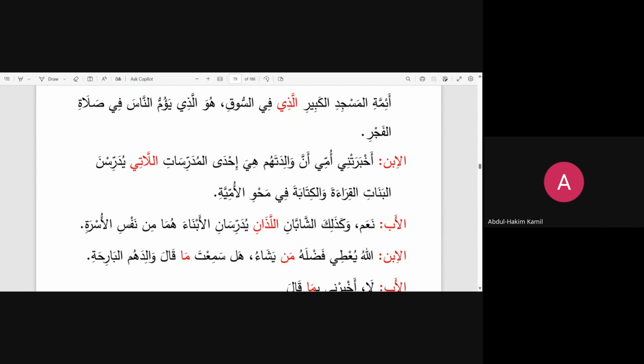What does this mean? Akhbaratni ummi anna walidatahum. My mother informed me that their mother, ihda al-mudarrisat, she's one of the female teachers.